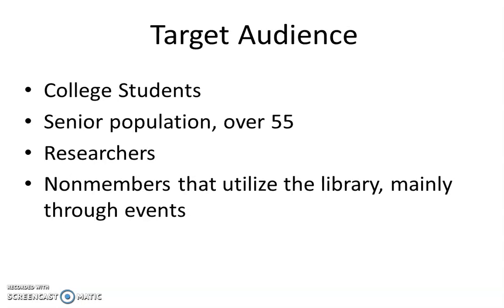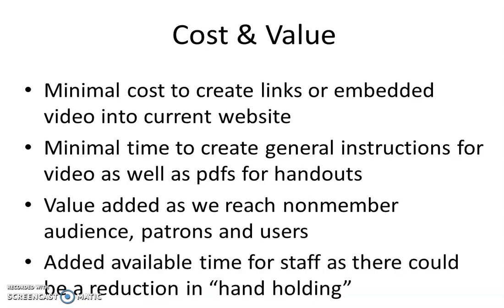For the target audience, in general, this proposal would be beneficial for any users of the Charleston Library Society. However, through this process, we've decided that the target audience would include college students, the senior population of over 55, researchers, and also non-members that utilize the library, mainly through events and programs.